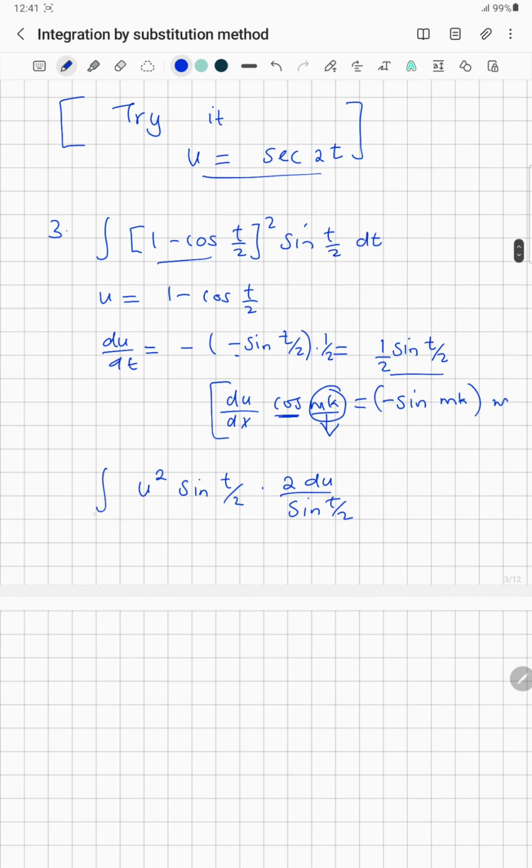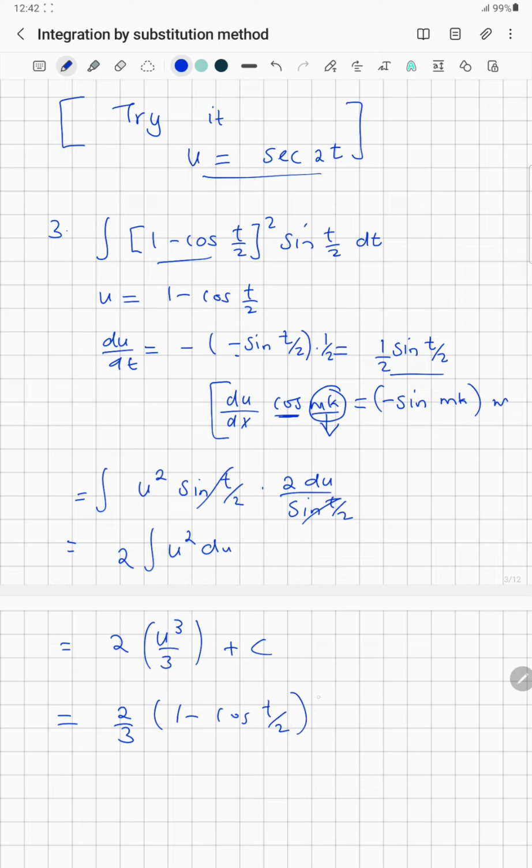Now this one automatically will give you this one, and this one will cancel, so this one will be u squared du, and this one will give us 2 u over 3. The whole of this we add c, which is the same as 2 over 3. What is our u? Our u is 1 minus cos t over 2. The whole of this is cubed plus c. Don't forget.